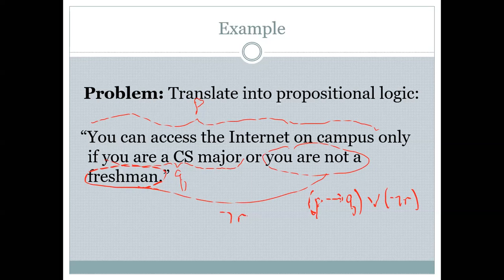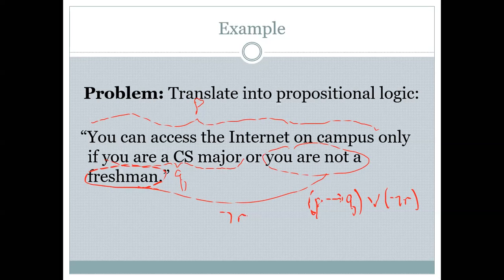Is this what most people had? Is there something missing? Yes, you can take away all of the brackets because the or takes precedence. So you can just have P implies Q or not R. Sure, you could do that, because of the precedence of the logical operators. But is there something missing here? Someone back there, you were shaking your head.